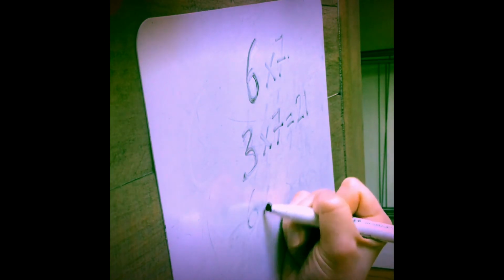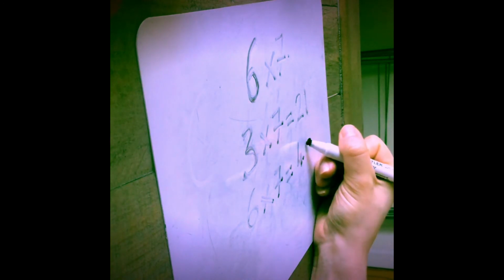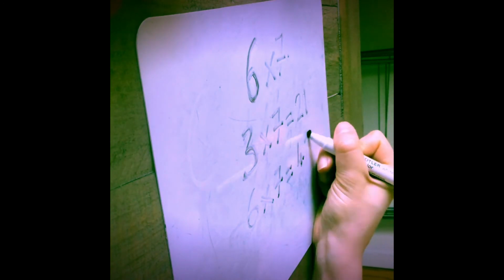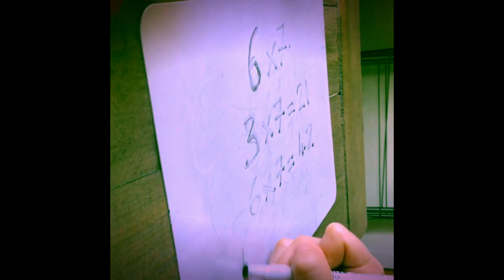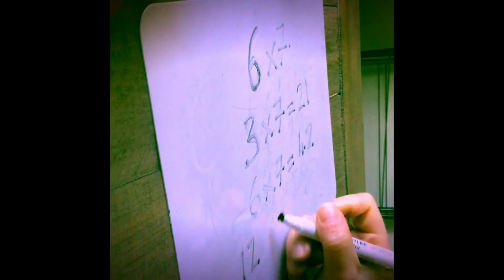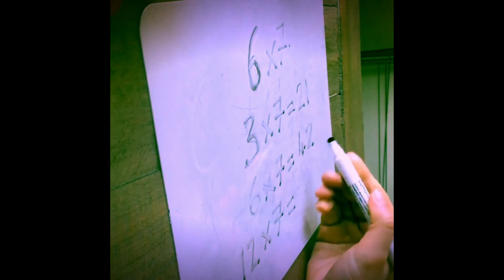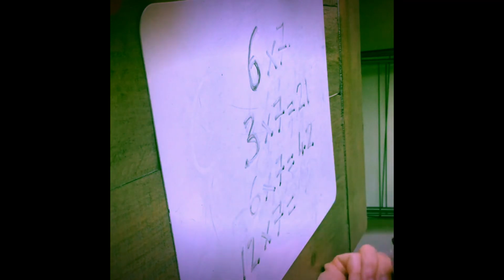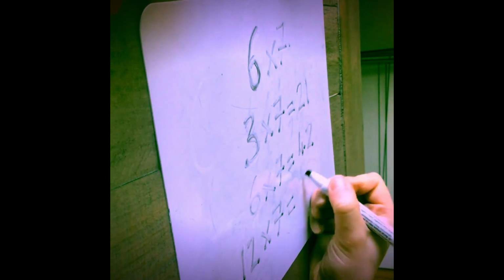So 6 times 7 is double 21. Double 20 is 40. Double 1 is 2. So 6 times 7 equals 42. Now we could take that a step further, because what is double 6? It's 12. So if we wanted to find out 12 times 7, we can double our answer to 6 times 7 and we'll get the answer. Double 40 is 80.